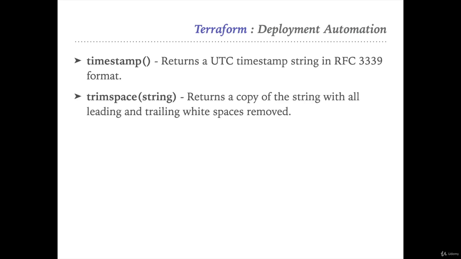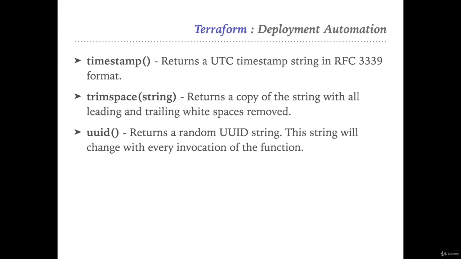Then we have another important function, trimspace. It will accept a string as the argument and return a copy of the string with all the leading and trailing white space trimmed. And the next function is uuid. UUID will return a random UUID string, and this string will change with every invocation of the function. It means each time you call this function, it will return a unique UUID string.